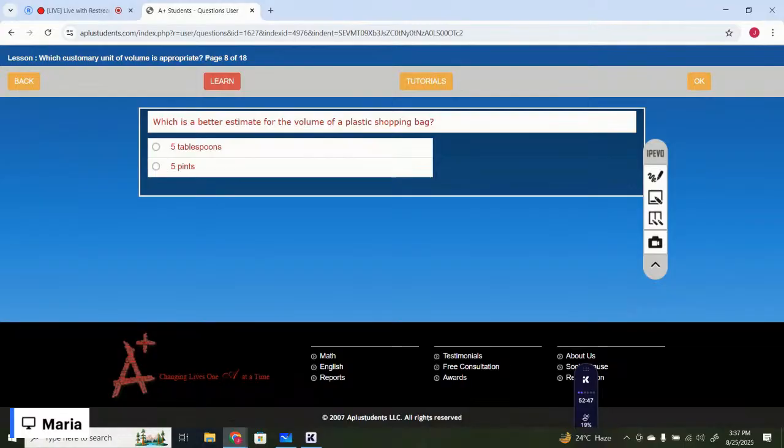Which is a better estimate for the volume of a plastic shopping bag? It would be 5 tablespoons. Option number one is the correct option.